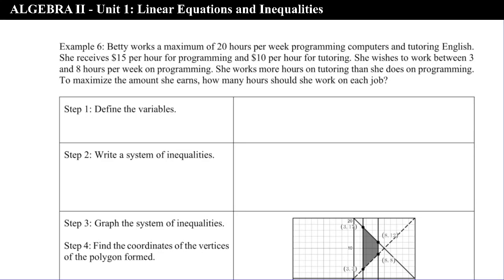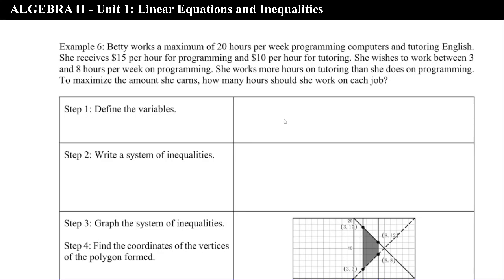Okay, let's do one final example to wrap this whole thing up. And this time we're not talking about profits, but we're talking about a girl named Betty who works a maximum of 20 hours per week programming computers and tutoring English. And looking ahead to the end of the problem, we want to maximize how much she can earn doing those two jobs. Well, she receives $15 per hour for programming and $10 per hour for tutoring. She wishes to work between 3 and 8 hours per week on programming, so that's a constraint she put on herself. She wants to work somewhere between 3 and 8 hours on programming. She does work more hours on tutoring than she does on programming. So, to maximize the amount she earns, how many hours would she work each job?